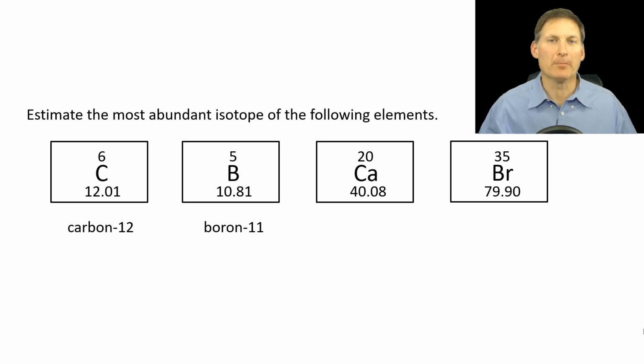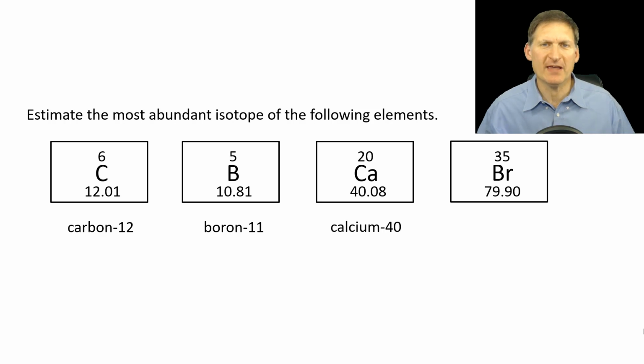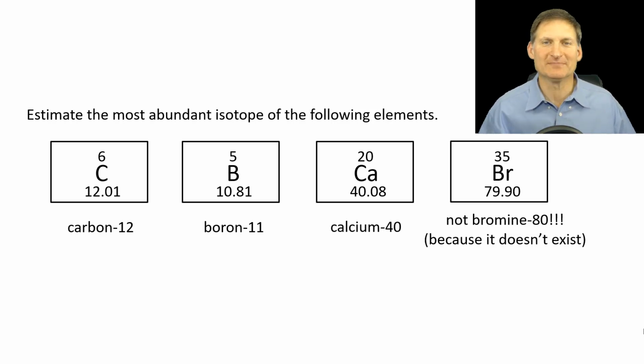Our answers are boron-11, because 11 is the whole number closest to 10.81, calcium-40, and this next one is not bromine-80. Yes, 80 is the closest whole number to 79.90, but it turns out that the isotope bromine-80 doesn't occur naturally. How would you have known that? You wouldn't. And if this were an actual test, I wouldn't have expected you to know it.